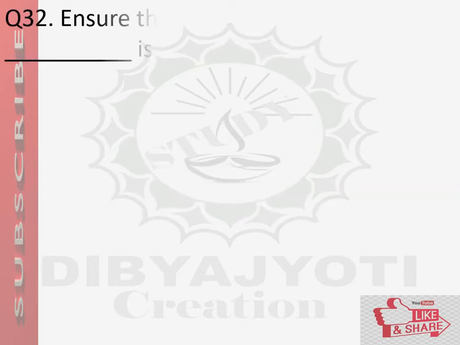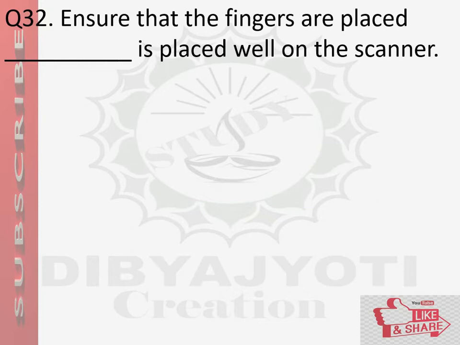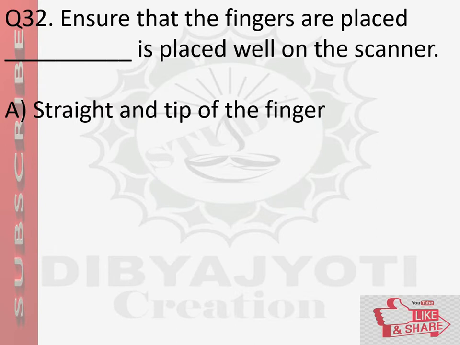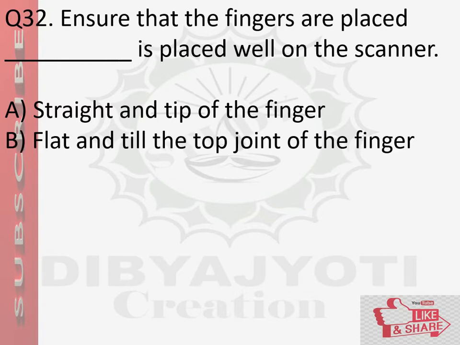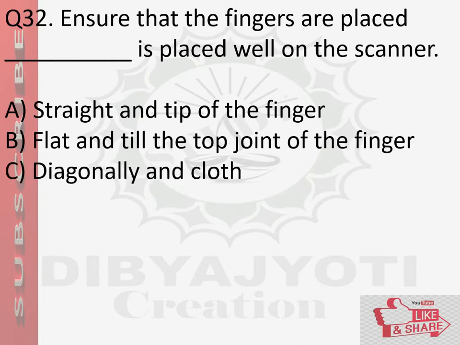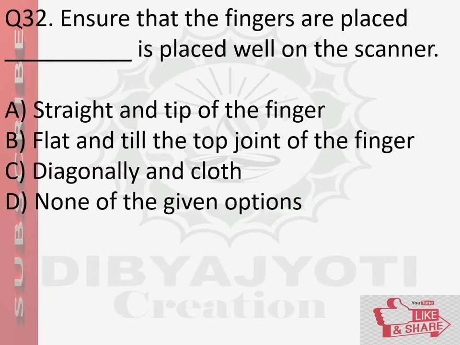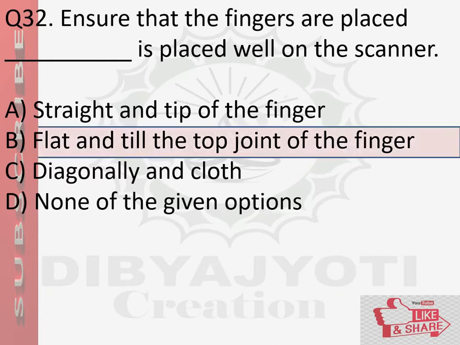Then question number 32. Ensure that the fingers are placed, dash is placed well on the scanner. Option A straight and tip of the finger, option B flat and till the top joint of the finger, option C diagonally and cloth, option D none of the given option, and answer is option B flat and till the top joint of the finger.